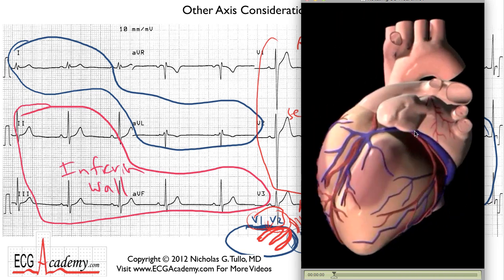The circumflex coronary artery comes off the left main, and that runs in the left AV groove, giving off marginal branches. These are obtuse marginal branches to the lateral wall of the left ventricle, and in some patients, it wraps around in the back of the heart and supplies the inferior wall. So inferolateral changes can sometimes be a reflection of the circumflex. Now I'm going to cover the coronary artery anatomy in much greater detail in the advanced course.